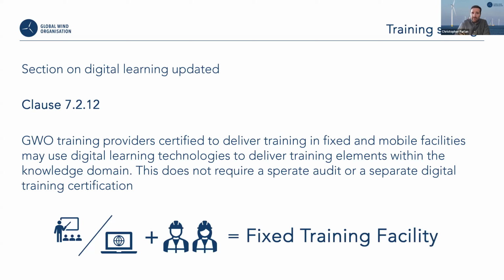What we're doing here is we're shifting away from a focus on types of technology to what the technology needs to be able to do. So it's all linked now to the GWO taxonomy. In this case, we're linking to the knowledge domain, i.e. theoretical training. So making sure that there is something to measure it against.